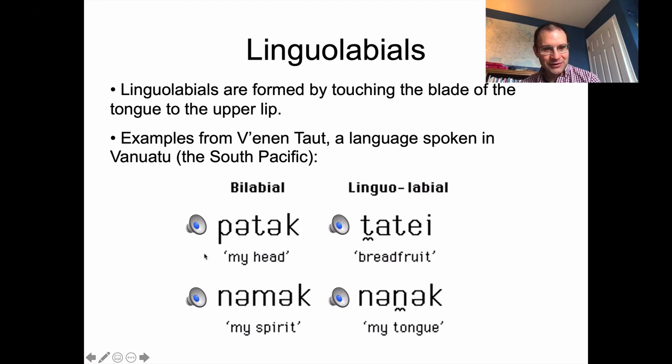I'll play them in contrast with the bilabials versus... Bate, bate. It's not super easy. You got to work on this one. Numuk. Versus. Numuk. Numuk. Something like that. Nuk. Numuk. Something like that.